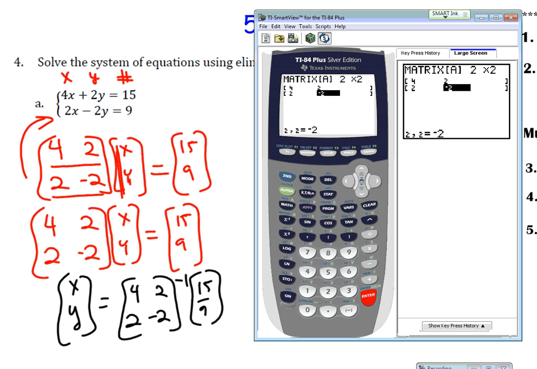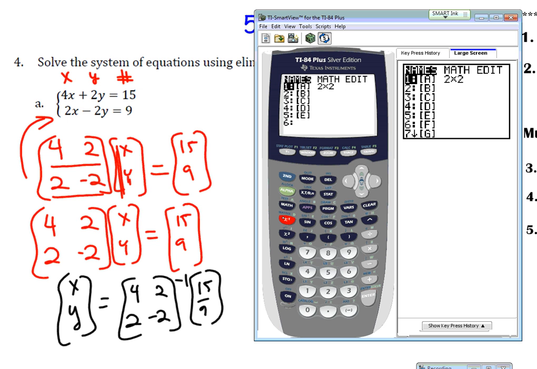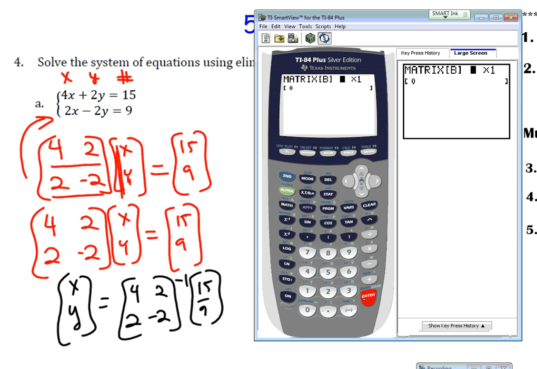All right, so now I'm going to go back to matrix. Now if I look at names, it says 2 by 2 because that's the one I just created. So now what I want to do is go back over to edit, go down to matrix B. I want to make this 2 rows by 1 column. And here's where I want to put the answers. It says 15 and 9. So that's what I want to put in. I want to put in 15 and 9.